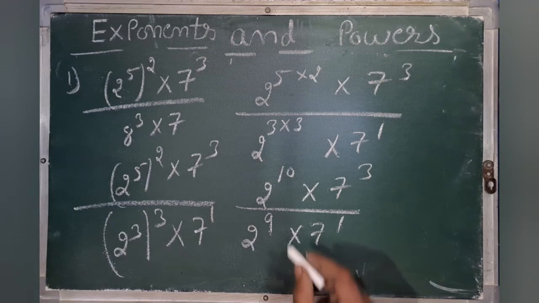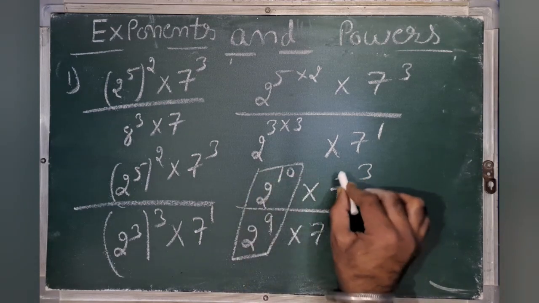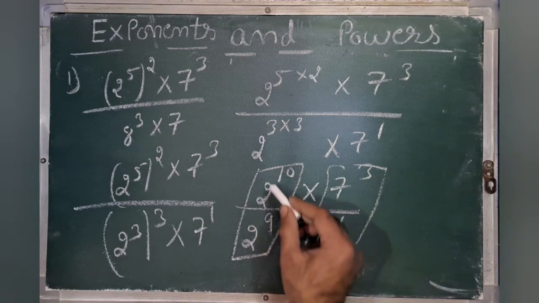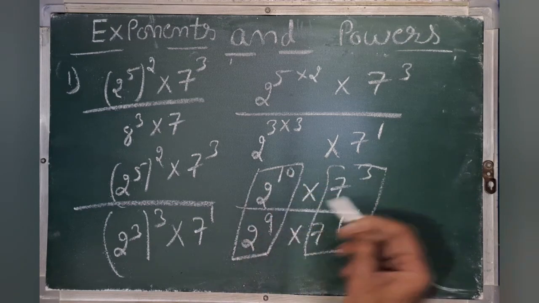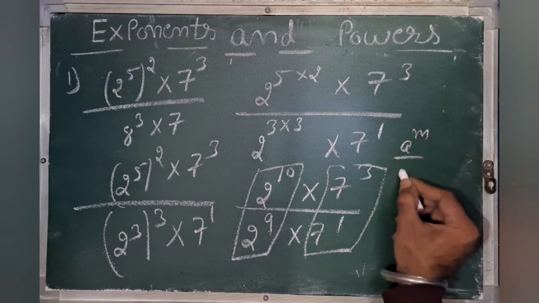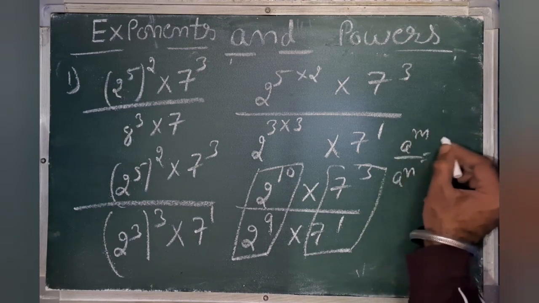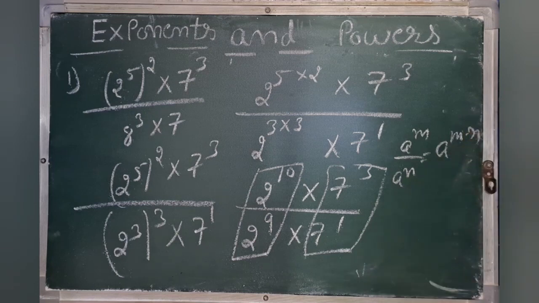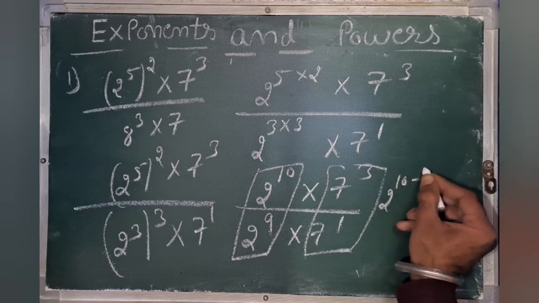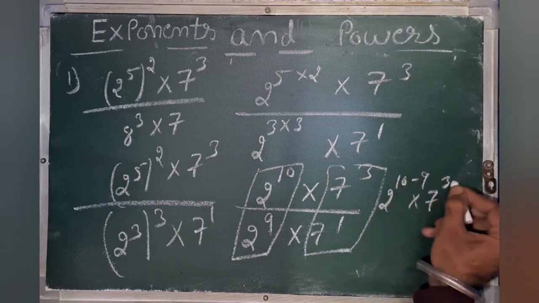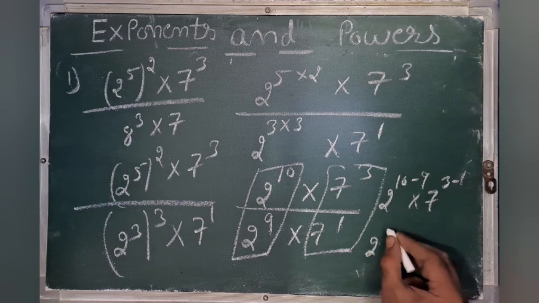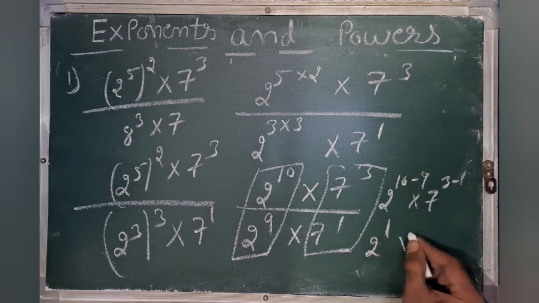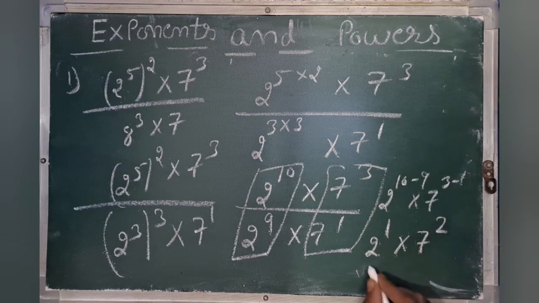Now next concept. Here the base is same and the exponent is different. So a power m upon a power n, what do we have to write? A power m minus n. So in this case we will subtract. So 2 power 10 minus 9 multiply 7 power 3 minus 1. 2 power 10 minus 9 is 1. Then 7 power 3 minus 1 is 2. So 2 multiply 7 multiply 7. That is our answer.